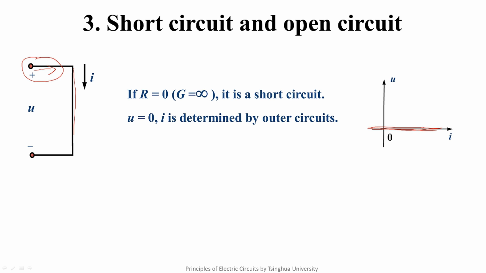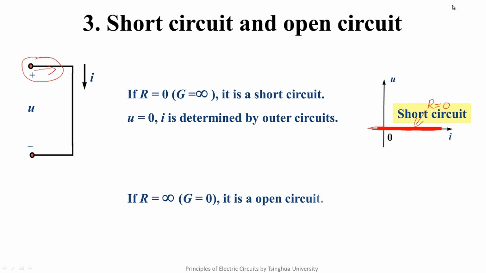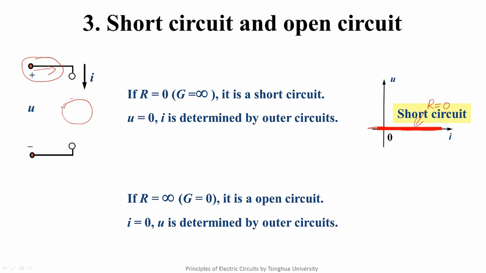Remember what in the prior video corresponds to such a straight line? Right, very good. It's the same as a curve in the UI plane of resistance when R equals 0. On the contrary, if R tends to be infinity or G is 0, this is an open circuit. For an open circuit, there is no current, and the voltage is determined by the external circuit.